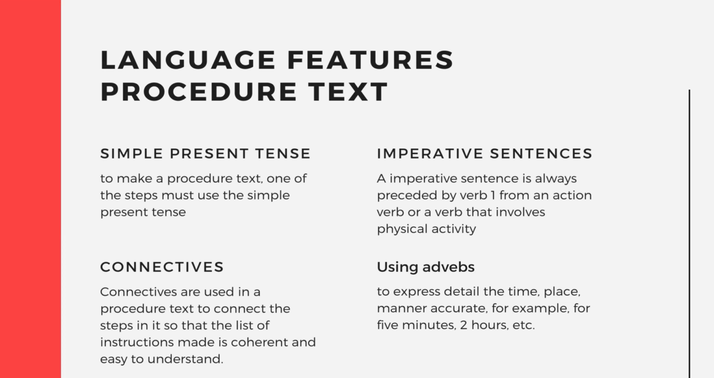Okay, language features of procedure text. Simple present tense. To make a procedure text, one of the steps must use the simple present tense. Imperative sentence. An imperative sentence always begins with verb 1, an action verb or a verb that involves physical activity. Connective. Connectives are used in a procedure text to connect the steps in it so that the list of instructions made is coherent and easy to understand.